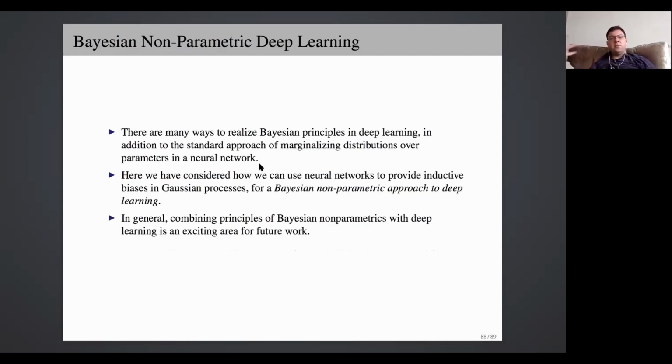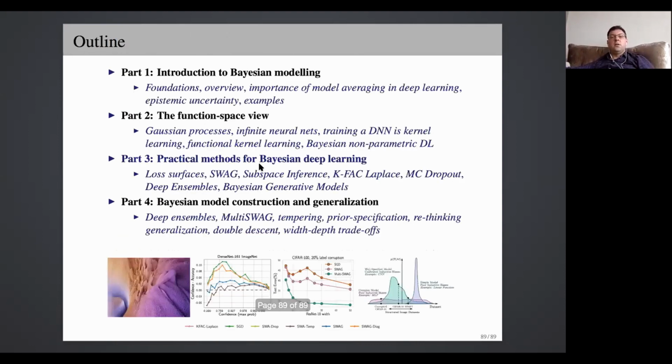Also, as we've been seeing throughout this part of the tutorial, there are many ways to realize Bayesian principles in deep learning, in addition to the standard approach of marginalizing distributions over parameters in regular neural nets. We've been considering how we can basically do Bayesian non-parametric deep learning through approaches like deep kernel learning. And I think in general, combining the principles of Bayesian non-parametrics, wanting an infinite number of parameters, wanting a huge amount of support, and so on, with deep learning is a really exciting area for future work and is an important part of the activity in the Bayesian deep learning community.